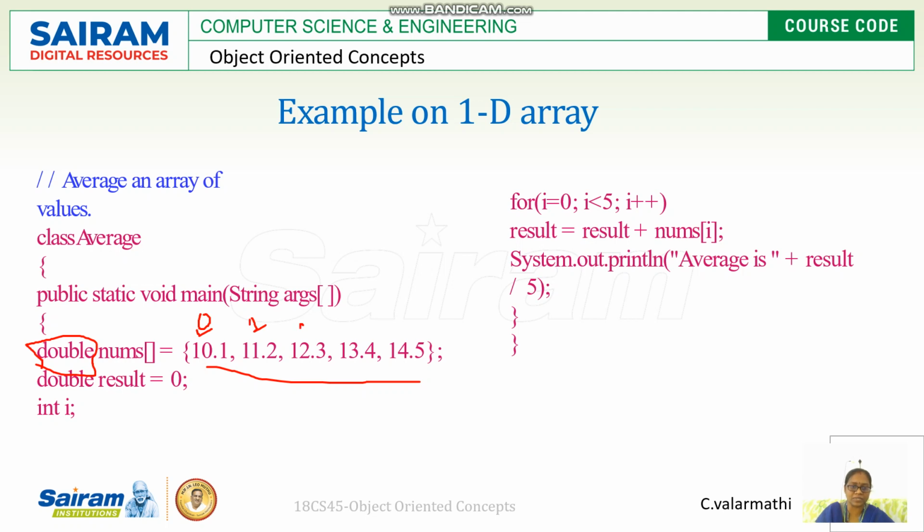And the third element will be stored in the location of 2, and the fourth element will be stored in the location of 3, and finally the fifth element will be stored in the location of 4. Likewise, nums of 0 carries 10.1, nums of 1 carries 11.2.